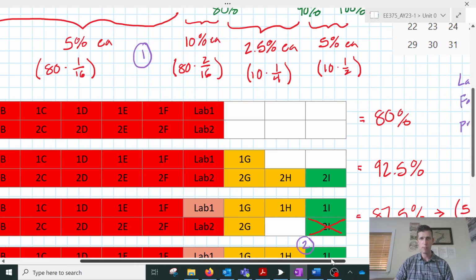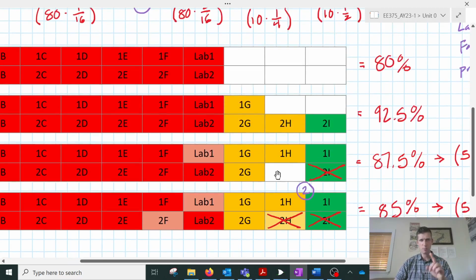So all told, if I'm doing my math right, that means this student earned a 92.5% in the class. All right. The second thing this shows is actually probably best demonstrated with this example here.